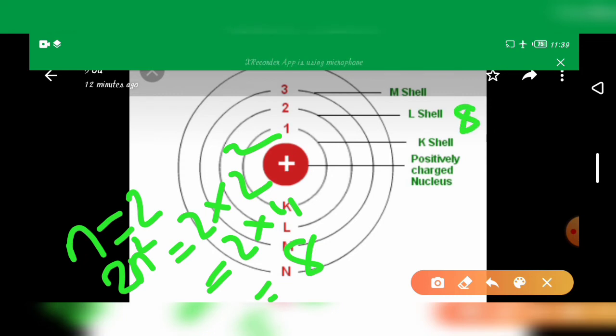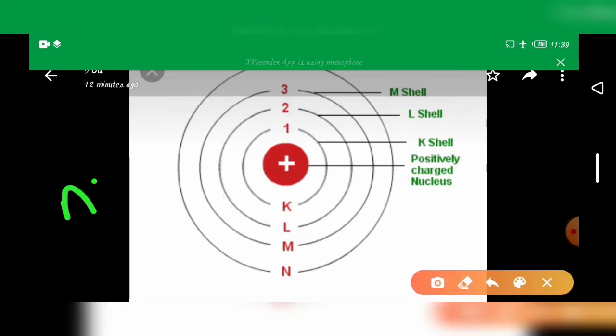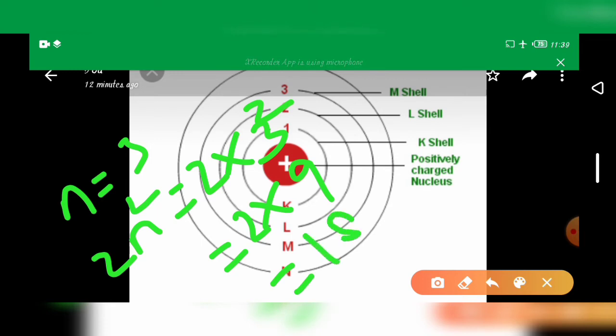Suppose you put n is equal to 3. See here, n is equal to 3. 2n squared is equal to 2 into 3 squared. 3 squared is 9, and 9 into 2 is 18. So the M cell contains how many electrons? 18 electrons. The L cell contains 8 electrons. The K cell contains 2 electrons.